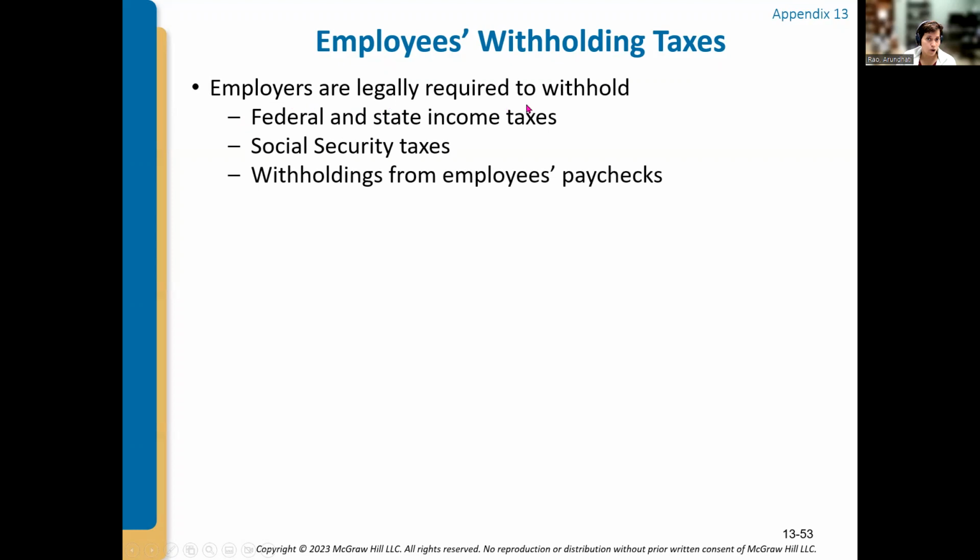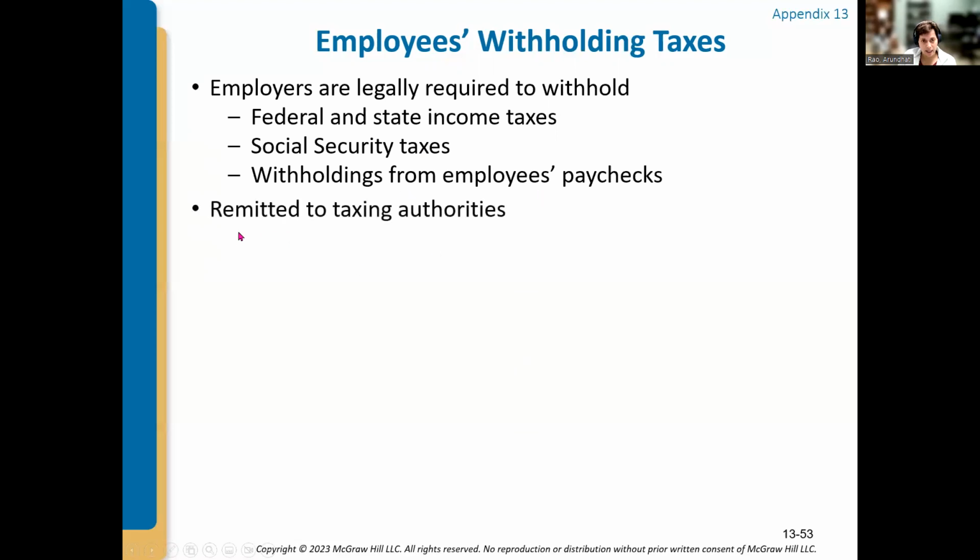The employer is legally required to withhold federal and state taxes. This is the one that an employee can choose to have more or less withheld. But that's the form W-4 that you fill out and give your employer to make those adjustments. Social Security tax, you have no choice. You, the employee, have no choice, and the employer has no choice. They have to withhold from your paycheck and give it to the government. And there are withholdings from the employees' paychecks.